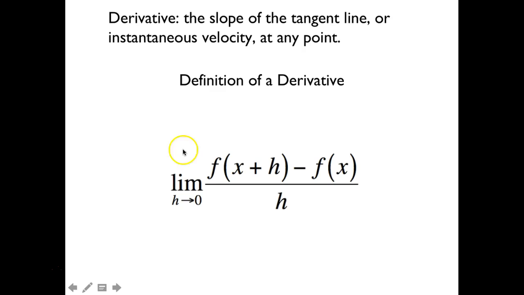Okay, so this is the definition of a derivative. And so you have it verbally as well. A derivative is the slope of a tangent line, or the instantaneous velocity, or another way to think about it is instantaneous rate of change at any point that you want. You can find the slope anywhere you want. That's what this thing can do for you. Okay, so let's show you how to use it.